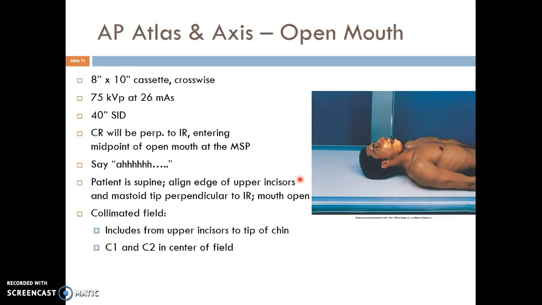The patient is supine. Align the upper edge of the teeth, so the upper incisors, to an imaginary line from the tip of the teeth to the mastoid tip or base of the skull. So we're going to align through the tip of the teeth through the mastoid tip right here, which is also aligned to the base of the skull. The patient will open their mouth and say ah as you make the exposure.